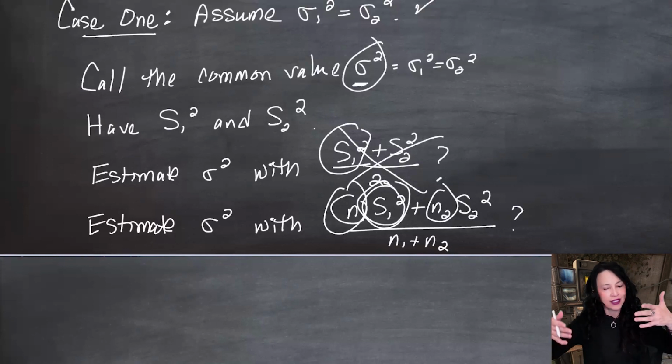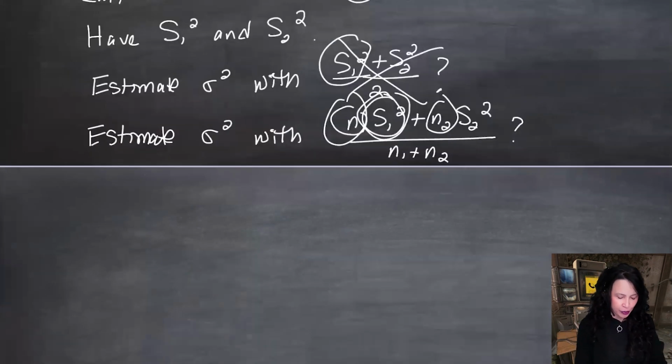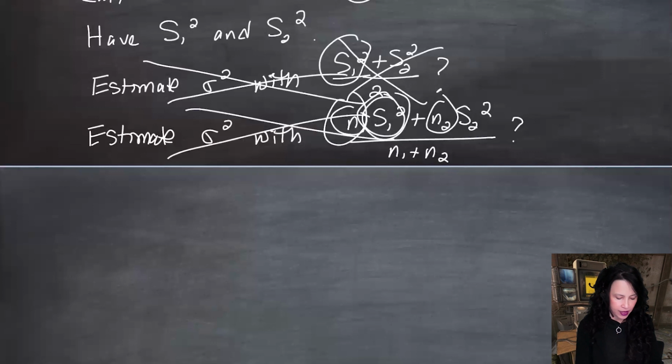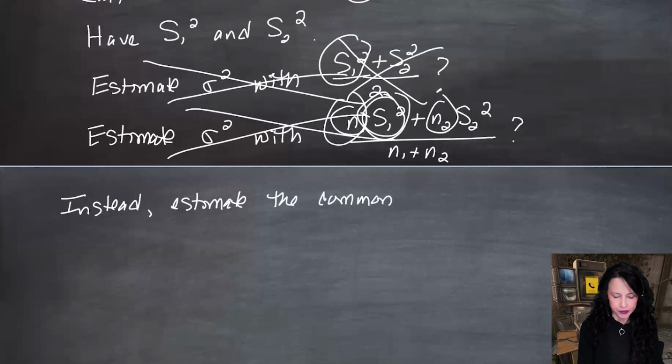We're going to go to the next step and say, what is the distribution of this thing? And we won't know it. So the third approach is going to be the one we're going to take. So no. Instead, we're going to estimate the common sigma squared with something known as a pooled variance.